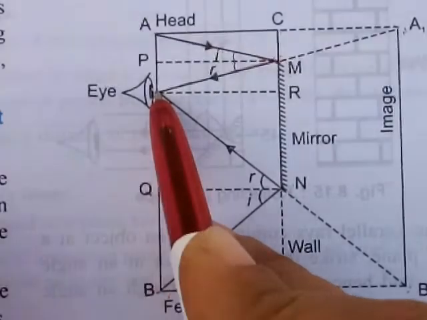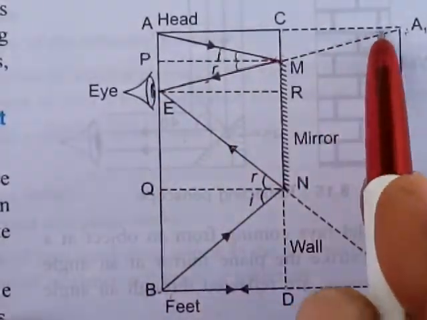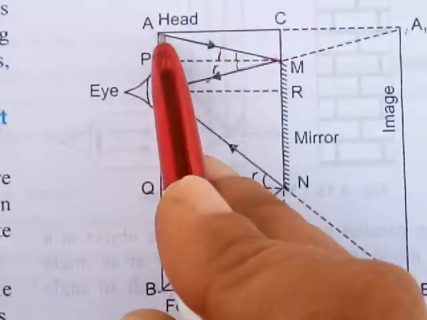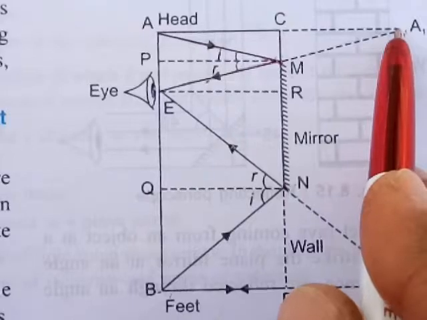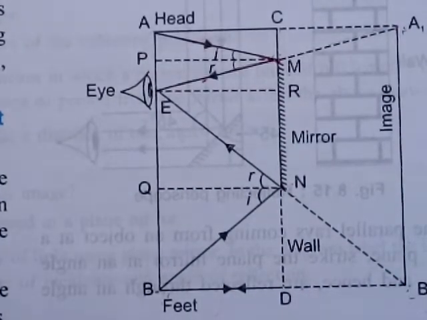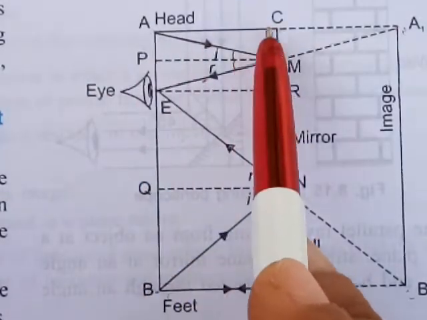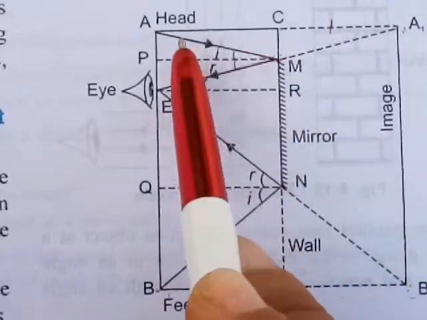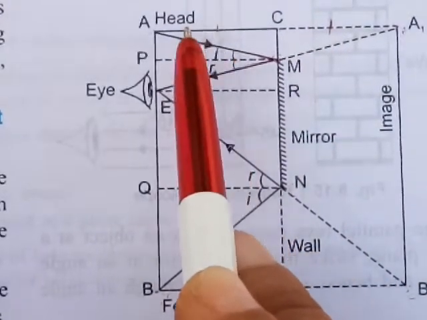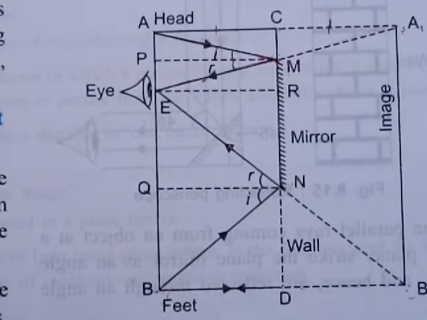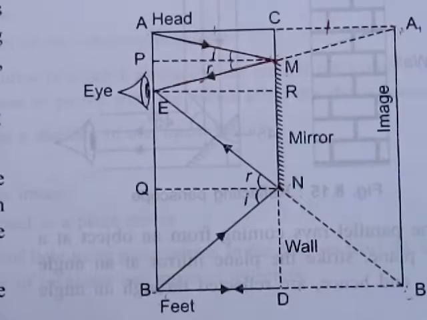When I extend this ray backward, this one is the image of the head, that is A1. Now you know that in a plane mirror the image is at the same distance from the object. It means AC and CA1 are equal, because in a plane mirror the distance of an object from the mirror and the distance of the image from the mirror is the same.